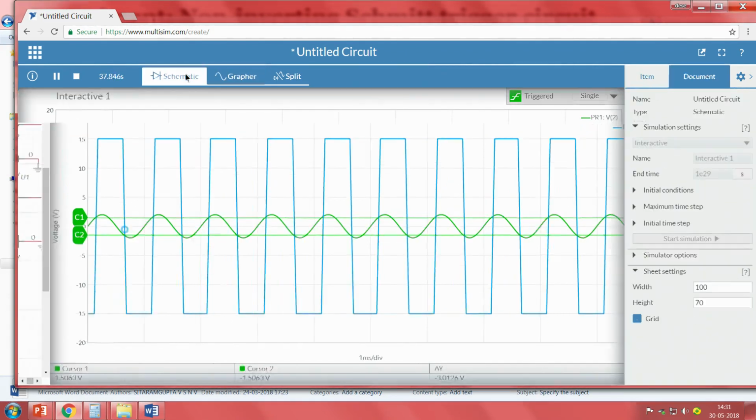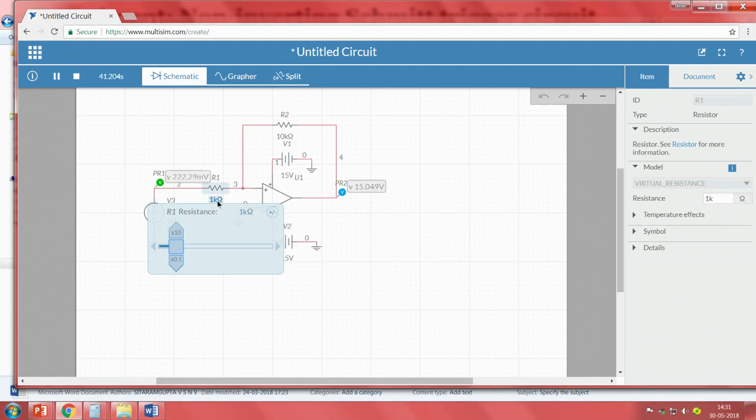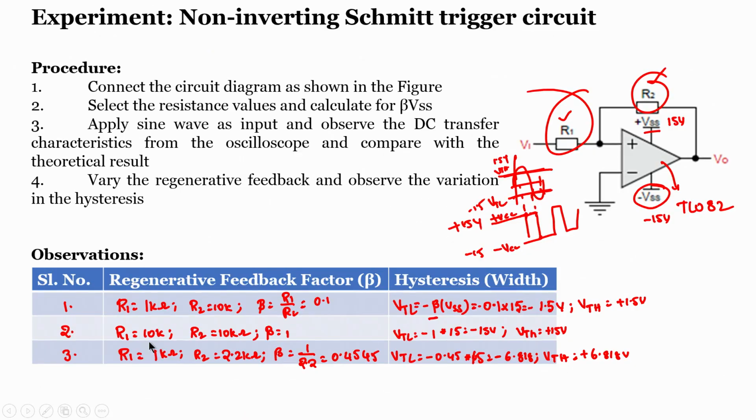Now, we will go to the schematic, change our resistance values, and observe whether the expected output is the same for the second case also. In the second case, both resistances should be 10K, isn't it? That is the case that we have considered. Looking at the slide, R1 is 10K and R2 is also 10K, so the beta value is 1. Now, the thresholds are minus 15 and plus 15.